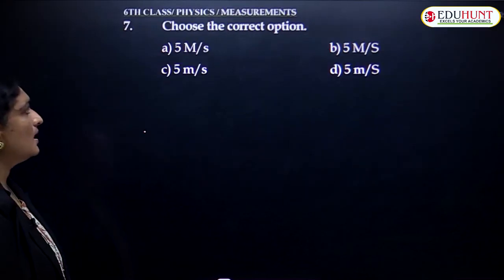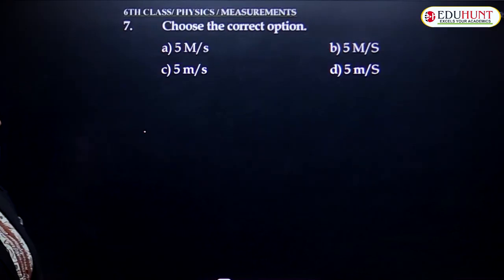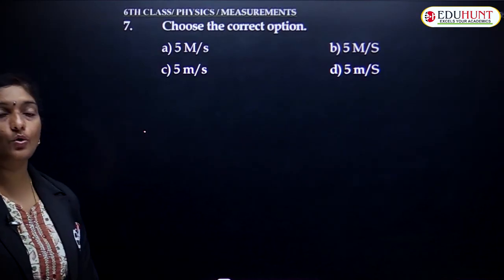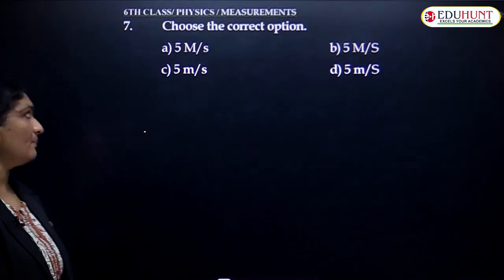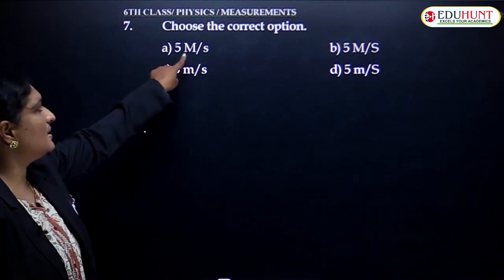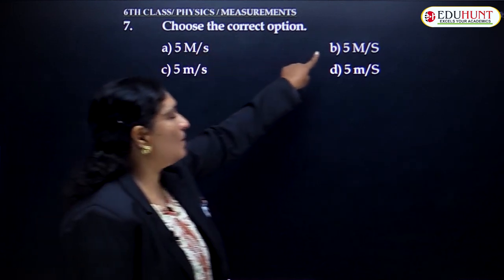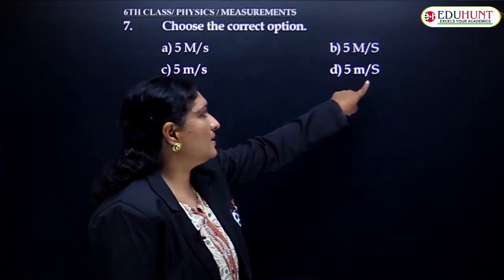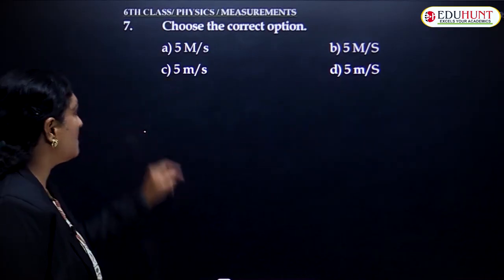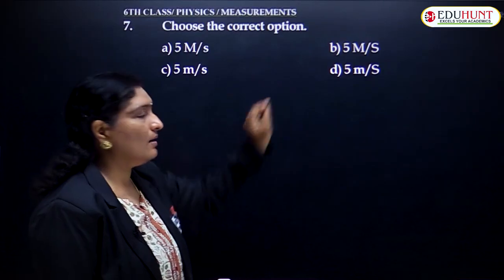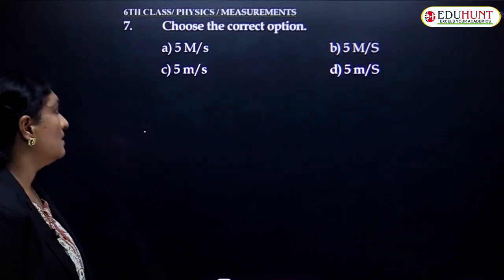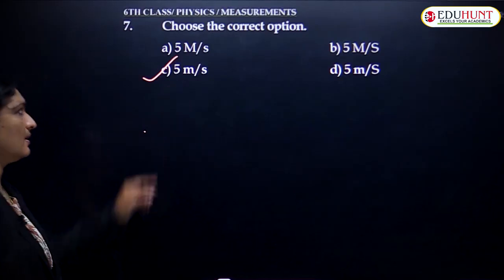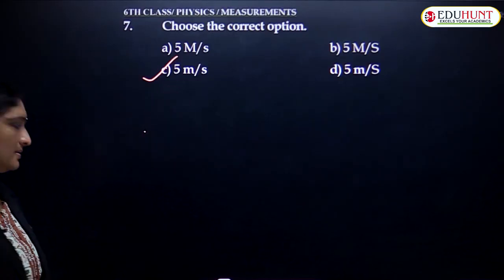Next, choose the correct option. While writing the units, we need to remember that no capital letters should be used. In the first option, M is taken as capital. In the second option, both M and S are taken as capital, whereas in the last option, S is taken as capital. Hence, all the 3, A, B, D are wrong representations of units. The only correct representation is option number C, 5 meter per second. Both are taken as small letters.